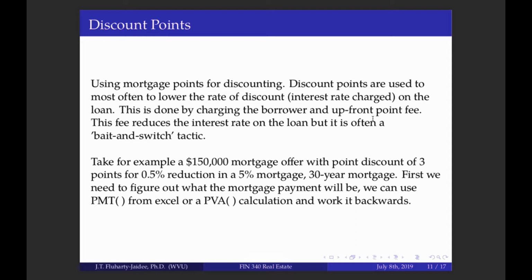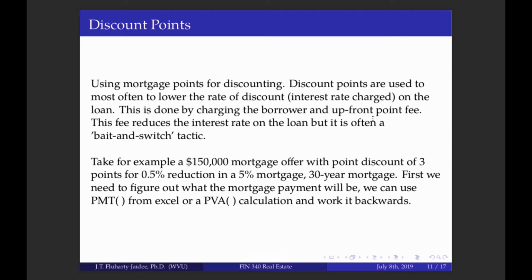The other way that points can be used is to discount interest rates on the mortgage. So if you get an offer for a mortgage, they may say, if you pay us 2 points on a mortgage, we will lower your interest rate by 0.25% per point. So the way this works is that they're going to lower the interest rate provided you pay them an upfront fee. Give us some money initially, and we'll lower the interest rate.